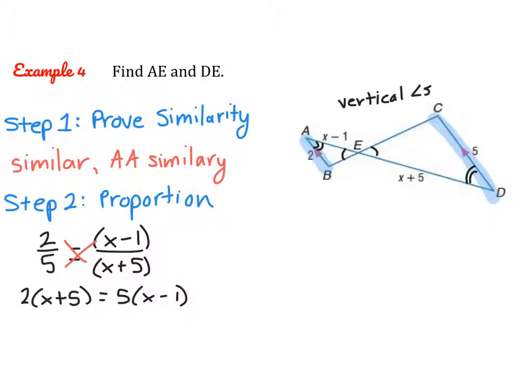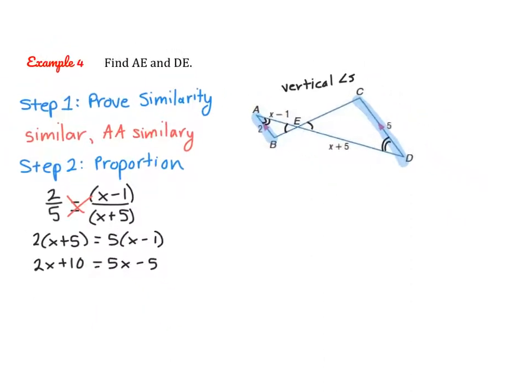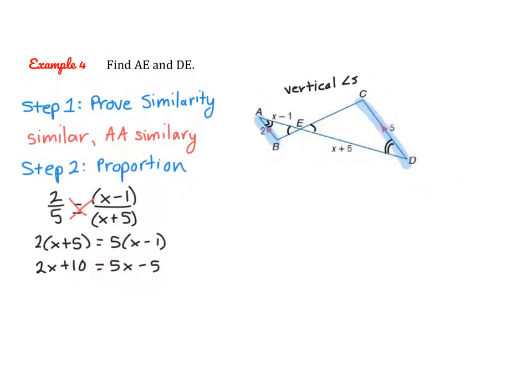So we have 2 times x plus 5 equals 5 times x minus 1. So we are going to need to distribute. And then I'm going to subtract 2x from both sides. And then add 5 to both sides and divide both sides by 3. So we get x equals 5.